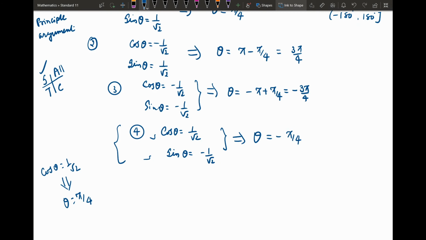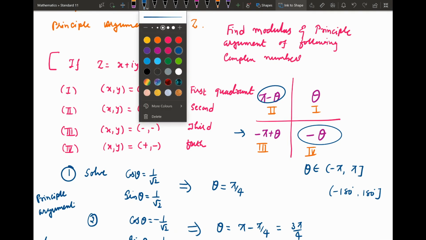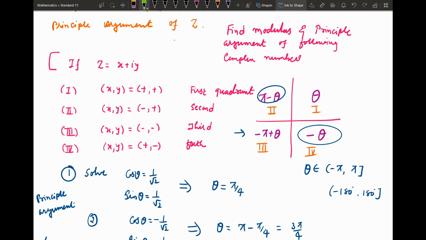So using all STC, if both positive, first quadrant, you have to take theta. X positive, y negative, second quadrant, you have to take pi minus theta. Both negative, you have to take minus pi plus theta, and fourth quadrant you have to take minus theta. It is also known as mirror reflection. So using this you have to find principal argument.